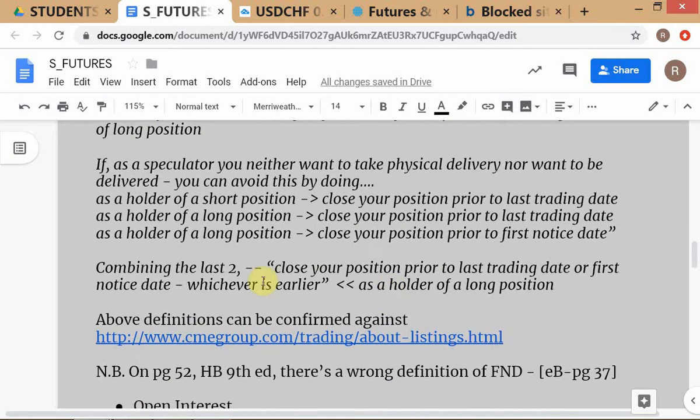So therefore, from this, we have a rule that follows: if you don't want to take physical delivery, if you're a speculator, okay, you're going to be functioning as a speculator. Even though in certain cases you may get a hedger designation, we will assume that you're a speculator. And even if you're a hedger, you want to avoid delivery. This is the main thing, okay? This is your objective, that you don't want to be hassled, because physical delivery is a big hassle.